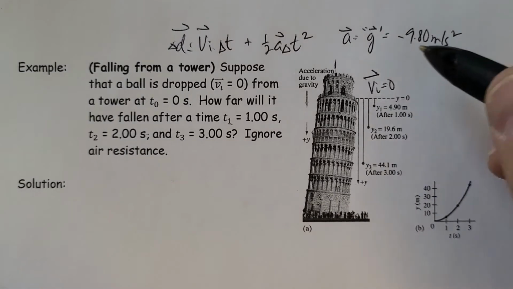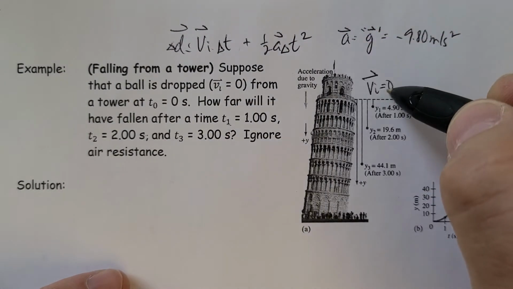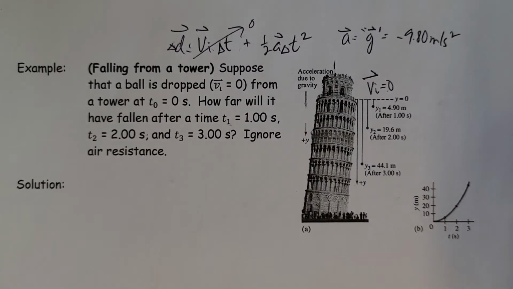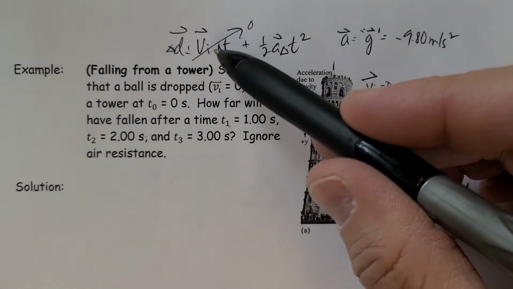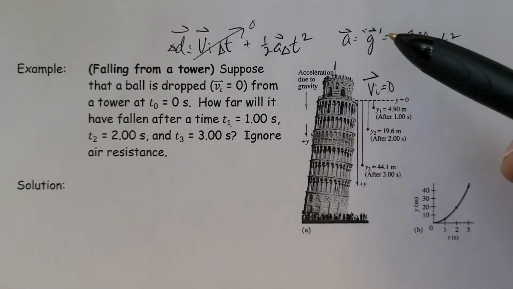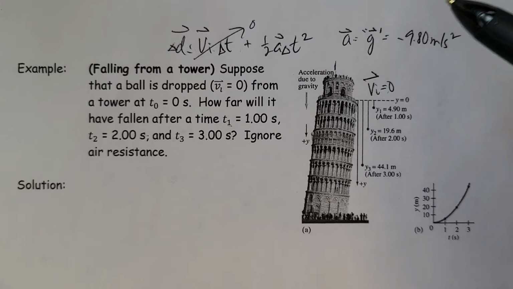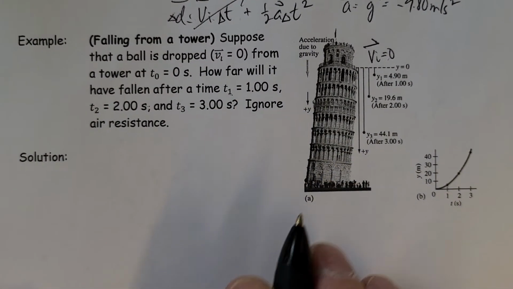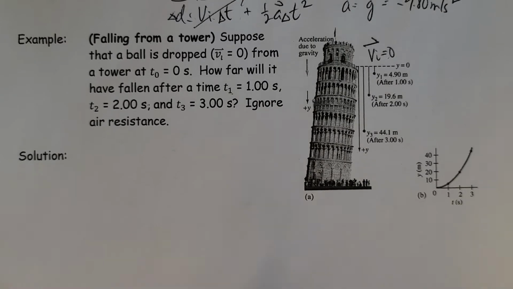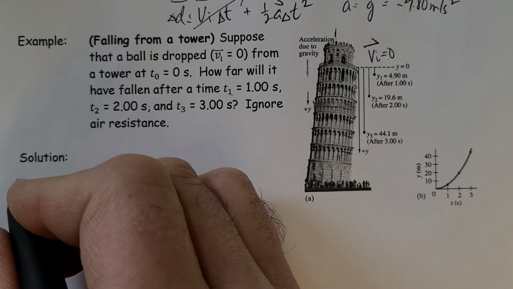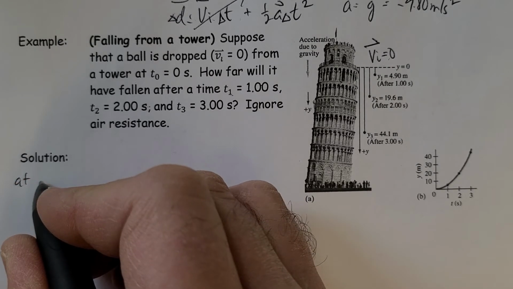And the nice thing about that is that since we're dropping it from 0, VI equals 0, so this part of the equation basically disappears because we have VI equals 0 times t. Doesn't matter what t is, that part's going to be gone. So it's just simply 1/2 AT squared. In a lot of cases we have VI equaling 0, so that part of the equation we don't need. So maybe we'll break this down into 3 parts.